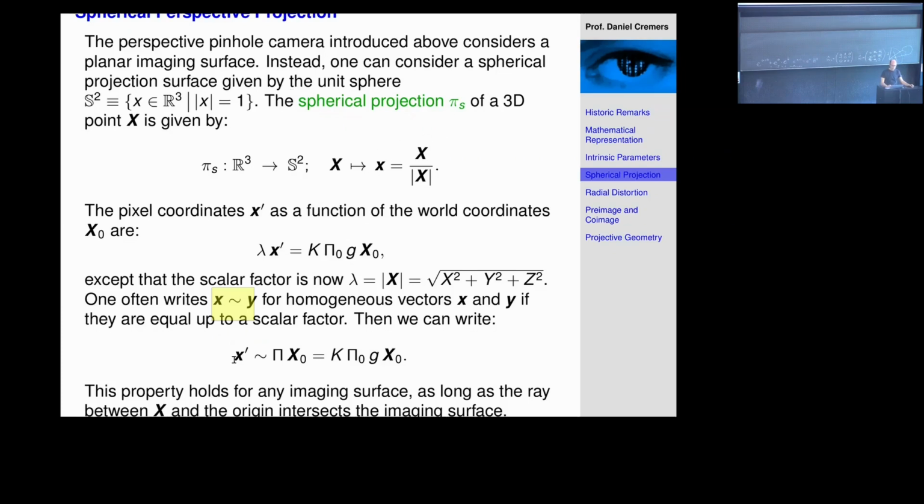In fact, this property holds for any imaging surface as long as the rays between x and the origin intersect the image surface. Obviously, if I have a projection screen that is here and it doesn't actually intersect, that doesn't make sense. But as soon as I have a screen and there is a unique intersection, then I have this property. And so in principle, you can come up with all sorts of projection screens.